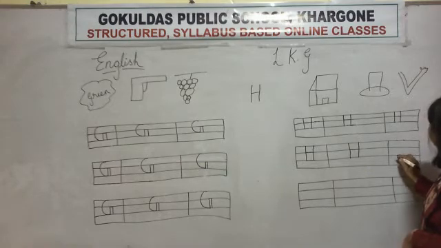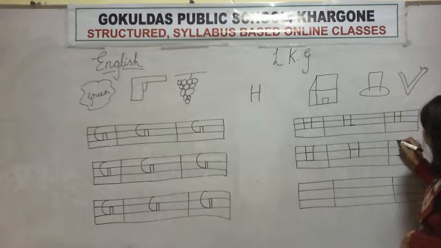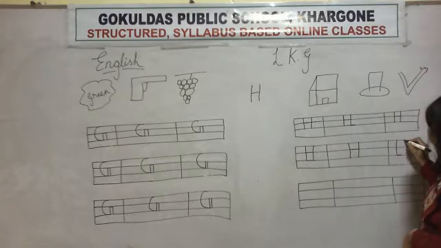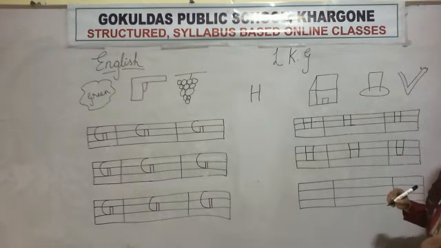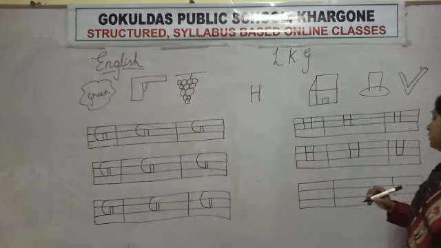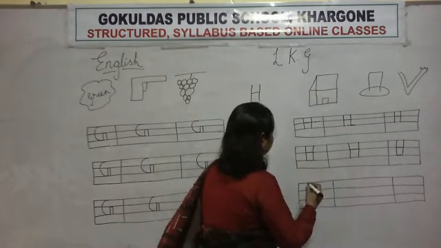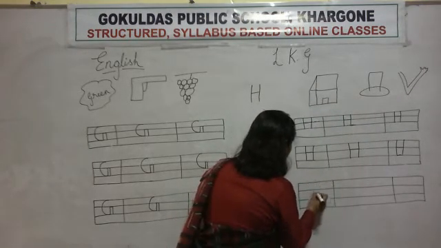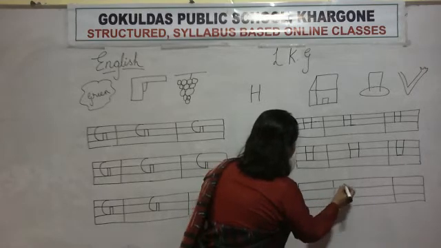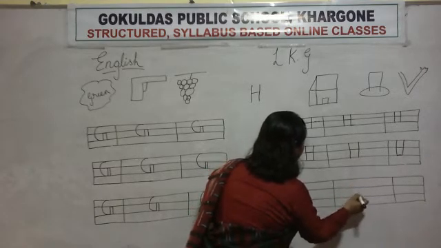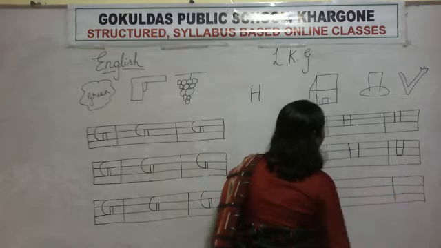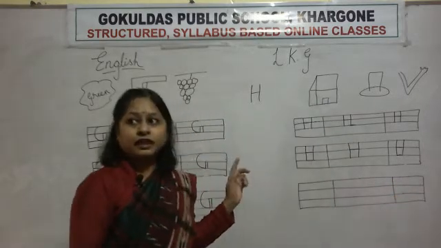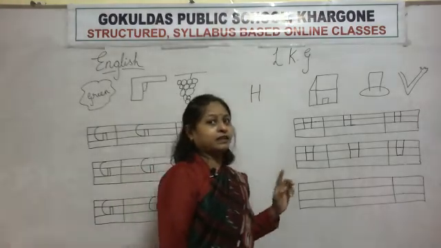Again, how to write? H. Standing line. Again standing line and sleeping line. H. Okay. Now look here. Sit straight. Don't move here and there. Look at the board. All of you look at the board. Don't move here and there.